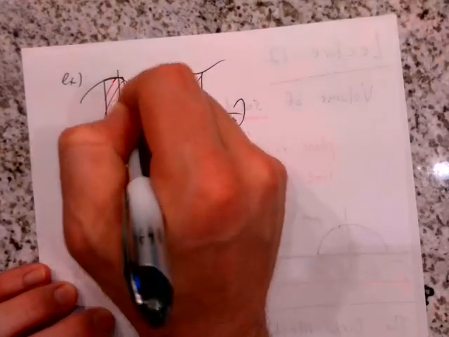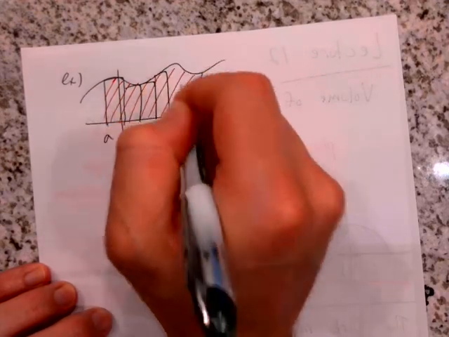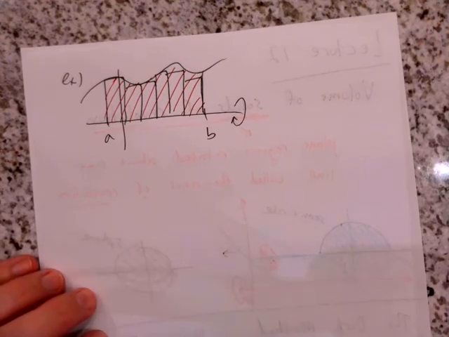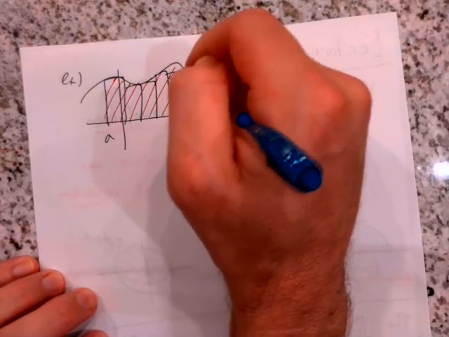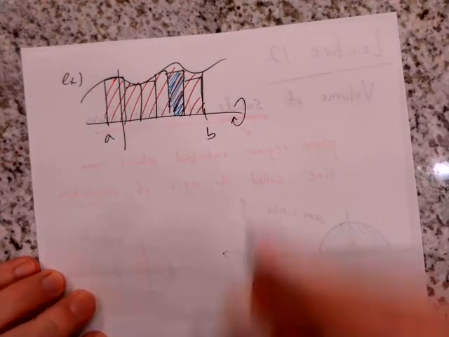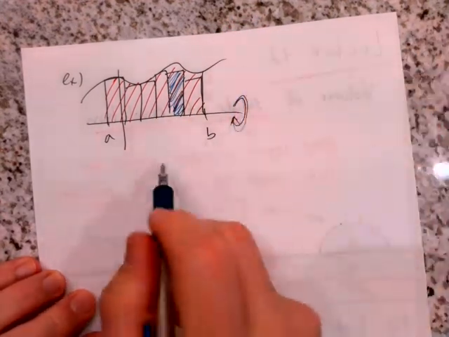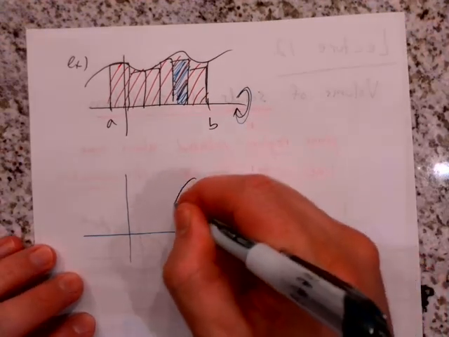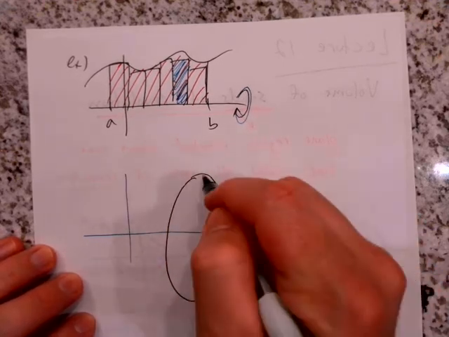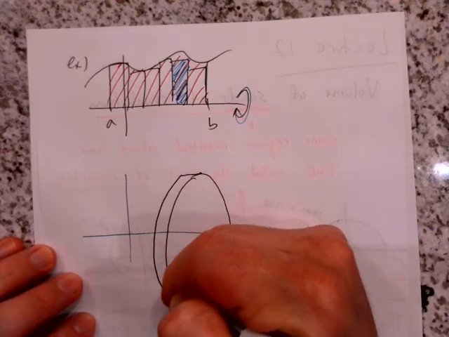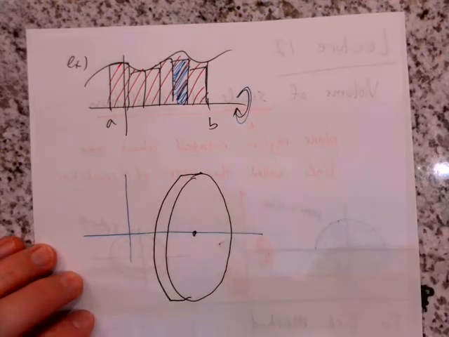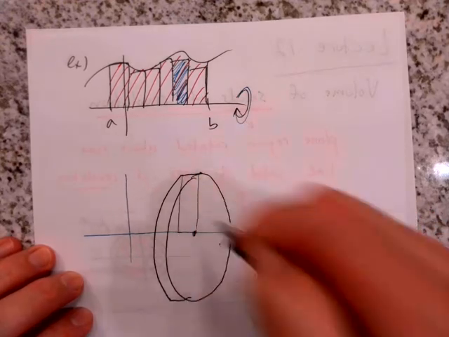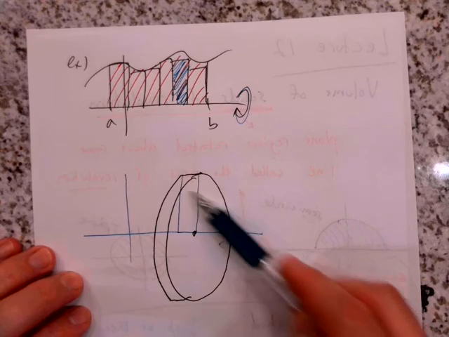So first off, we break our region up into a bunch of rectangles. Right, that is the approximation. Now let's just pick one of those rectangles. I'll pick this one. When we rotate that one rectangle about the axis of revolution, it's going to give us this. It's going to give us a cylinder, where this is the original rectangle that was rotated around.